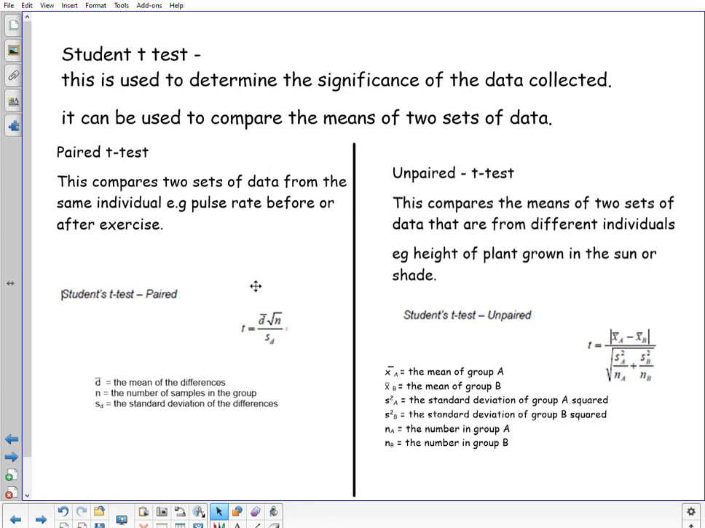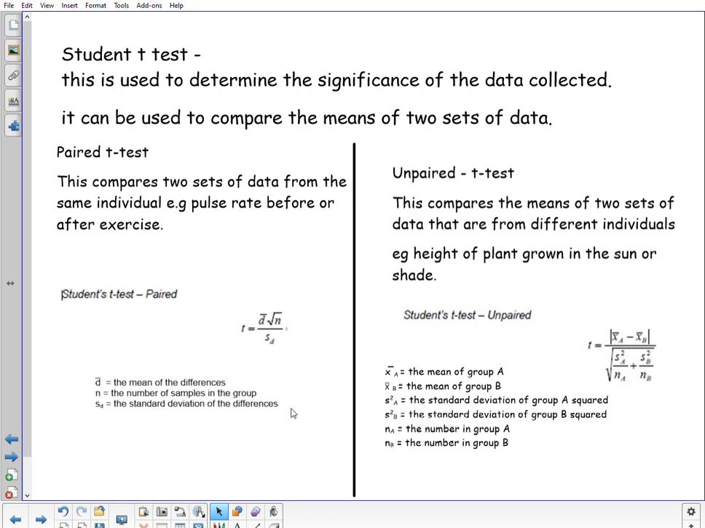Now, it's a fairly simple equation. We work out our value of t, and I'll come back to what that means a bit later. But our value of t, we work out by doing the average of the differences, multiplied by the square root of the number of samples divided by the standard deviation of the differences. And I will go through all of that in a second.